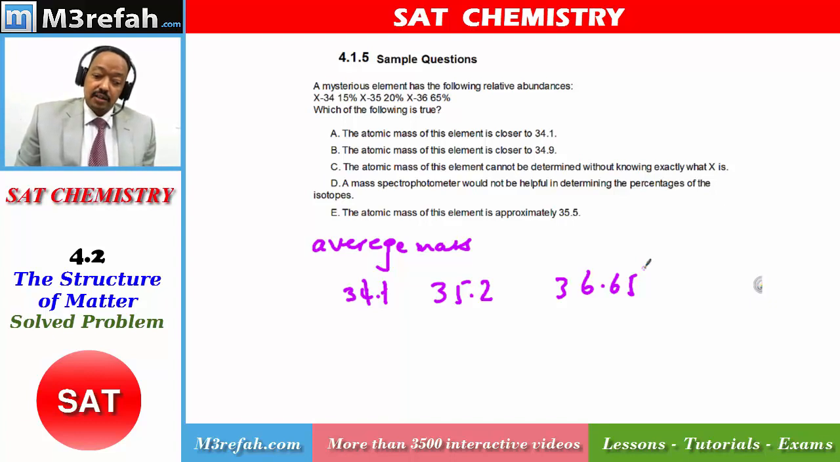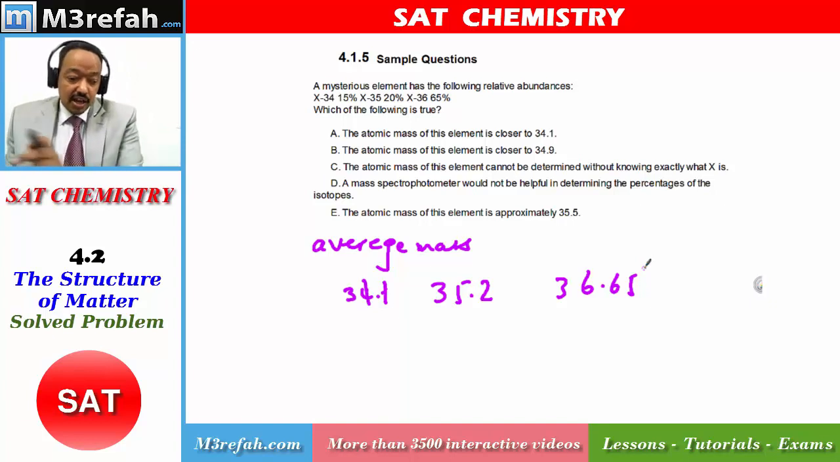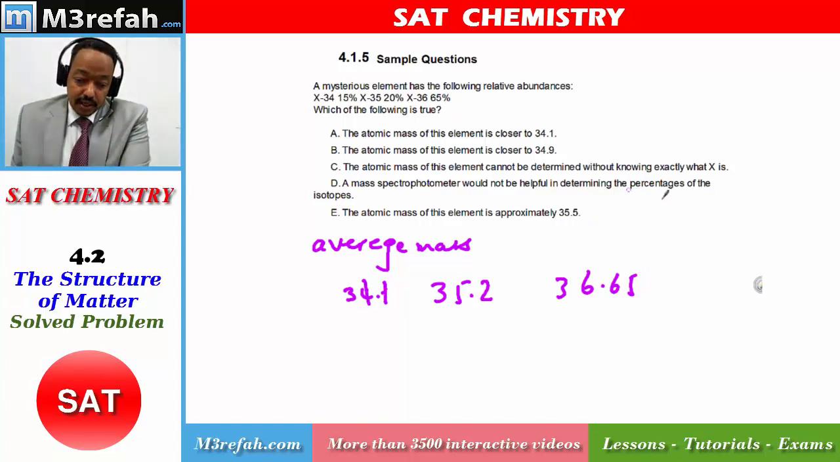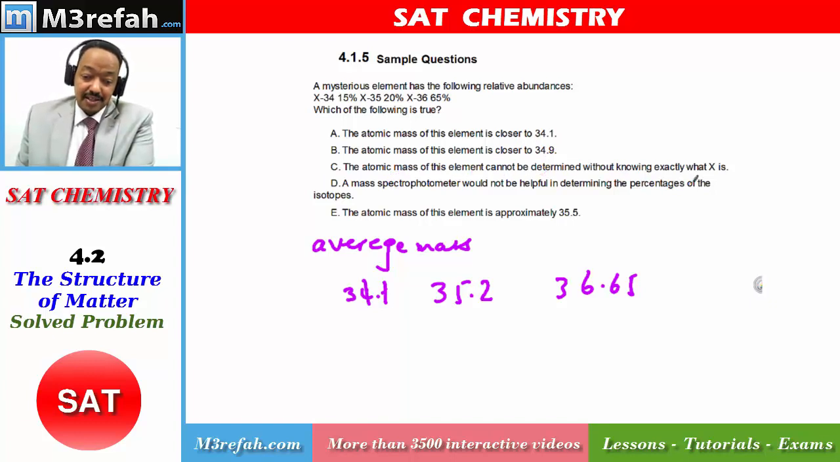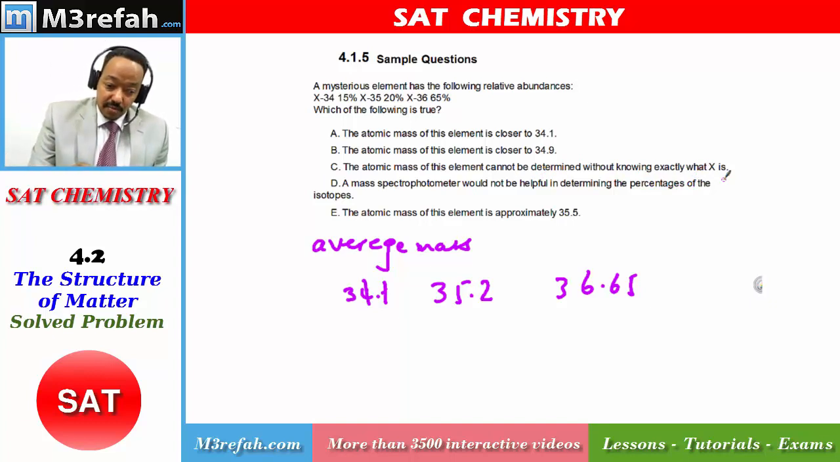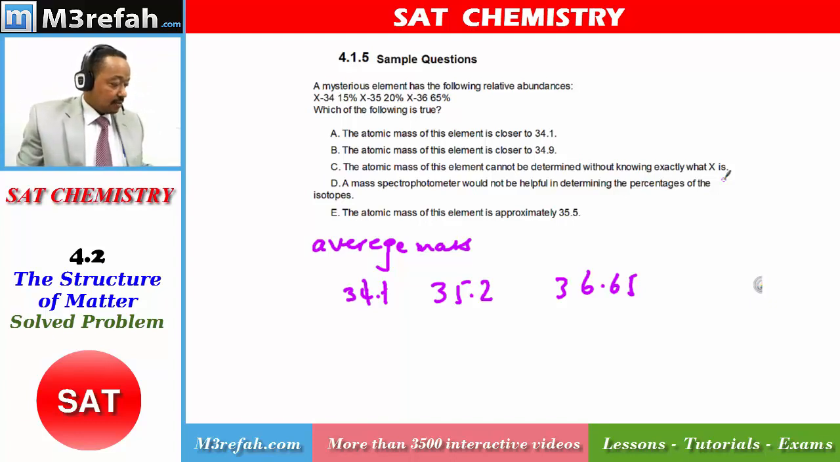If you see the abundance, you must do something like taking the abundance ratio. In the abundance ratio, the atomic mass of the element is closer to 34.1. The atomic mass of this element is closer to 34.9. The atomic mass of this element cannot be determined without knowing exactly what X is. So first of all, I have to know the mass. Let's say carbon. Let's take this example.